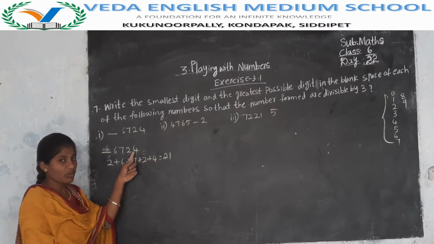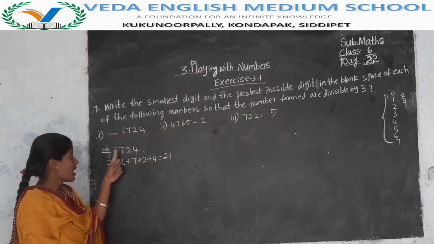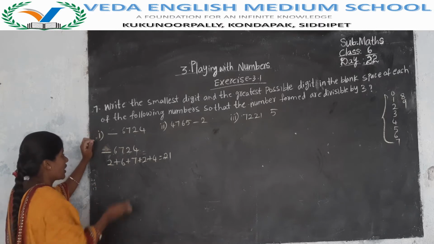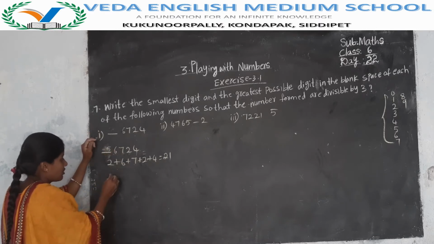Is 22 divisible by 3? No, not divisible. After 4, what is the next number? 5. Then try with 5.